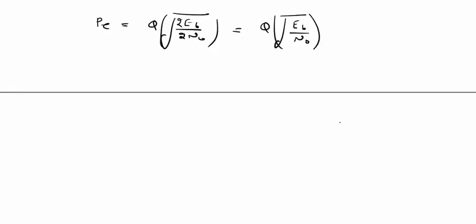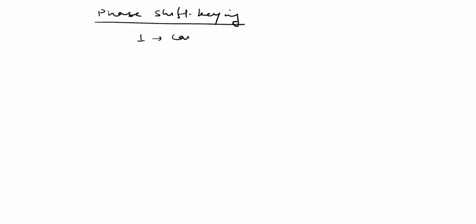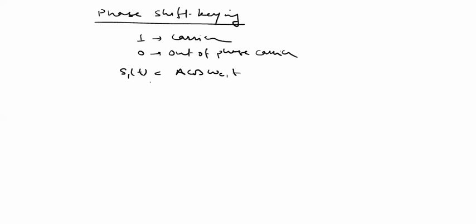Now we will discuss PSK, phase shift keying. In PSK, 1 is the carrier and 0 is the out of phase carrier. S1(t) equals A cos omega c t. S2(t) equals minus A cos omega c t. Both carriers have a phase difference.